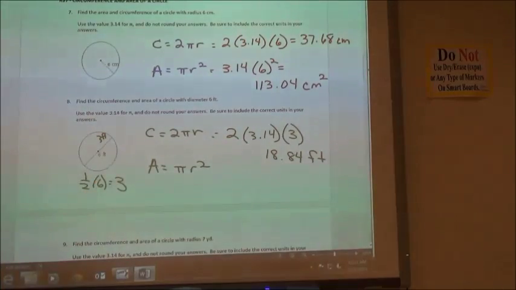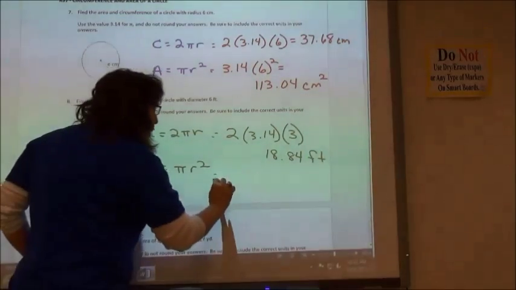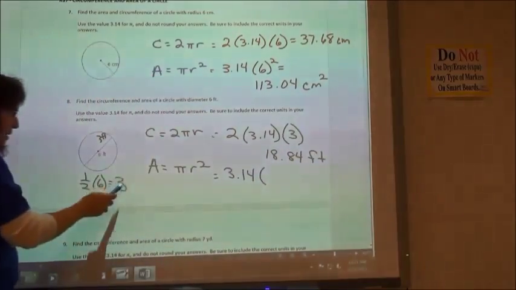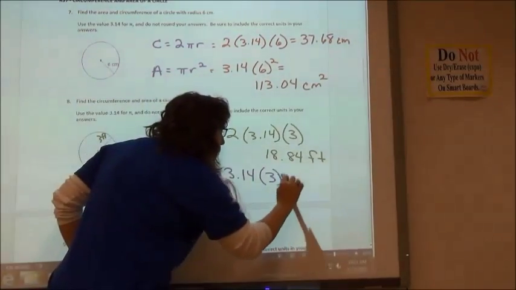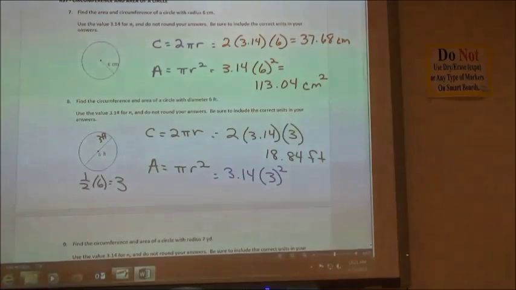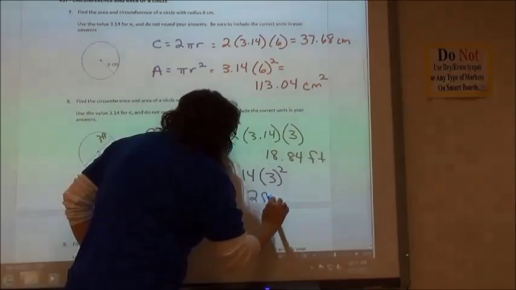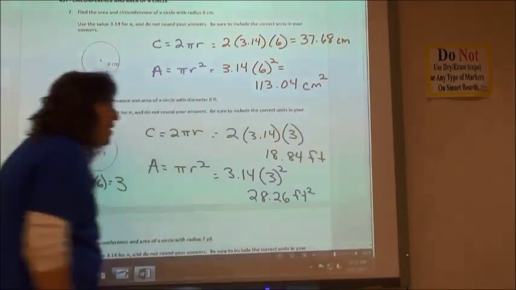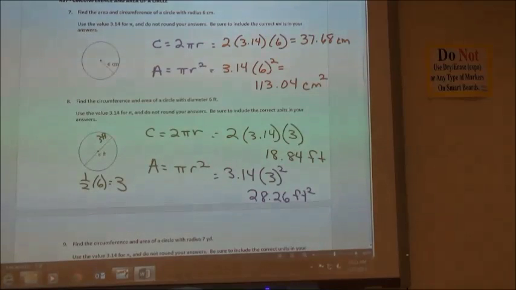Then we're going to do the area. The area is pi r squared, so pi is 3.14 times my radius, which is 3 squared. So 3.14 times 3 squared is 28.26, and my label is in square units since it's an area, so 28.26 feet squared.